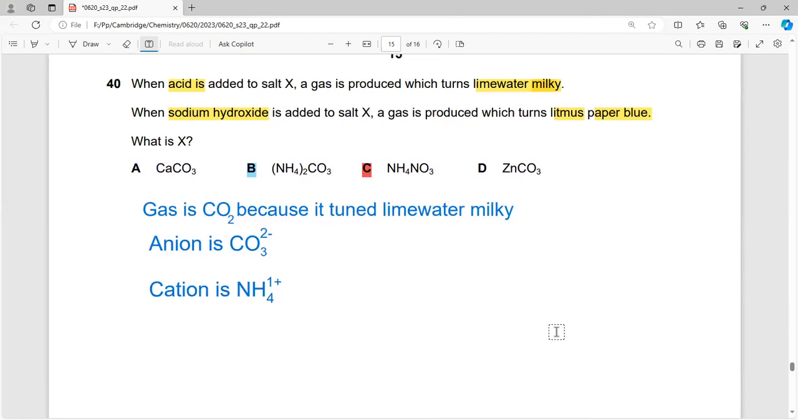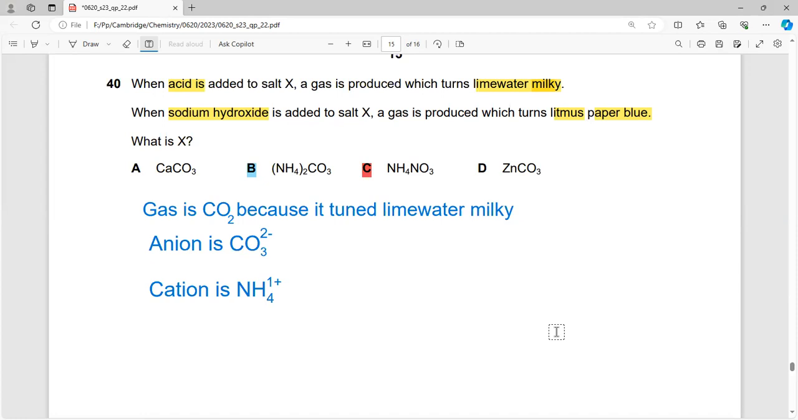Question number 40: which acid is added to the salt X? A gas is produced which turns lime water milky. If the lime water turns milky, it means the gas is carbon dioxide. So any option that does not contain carbon dioxide will be excluded. For example, C is a wrong option, because the lime water turning milky means carbon dioxide is released, and carbonate ions are not present in C.